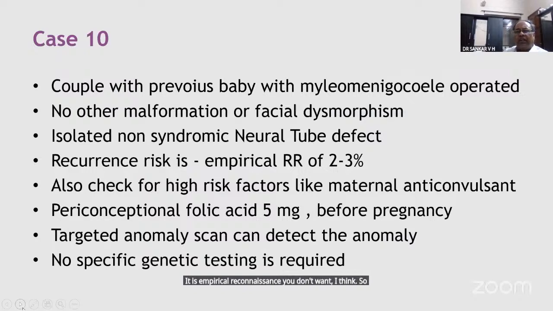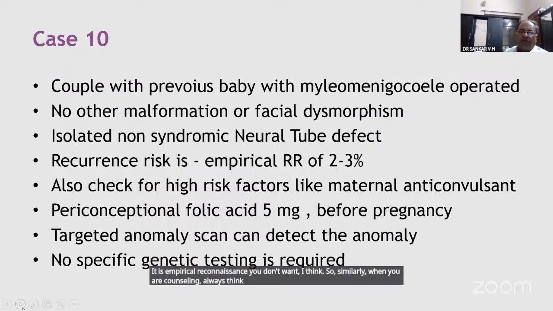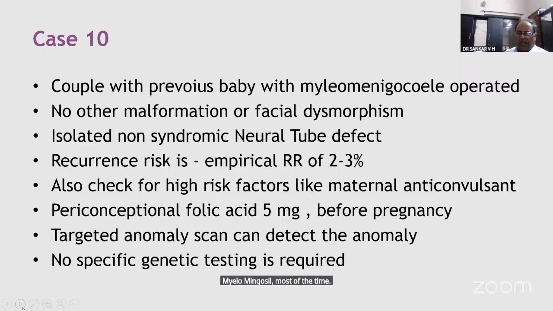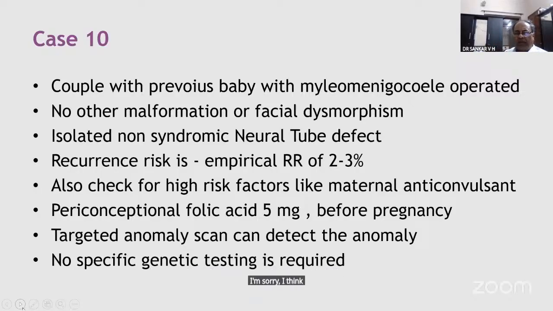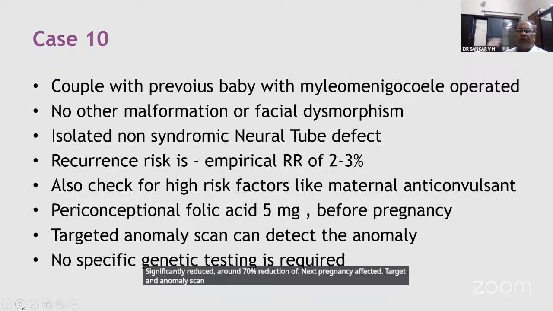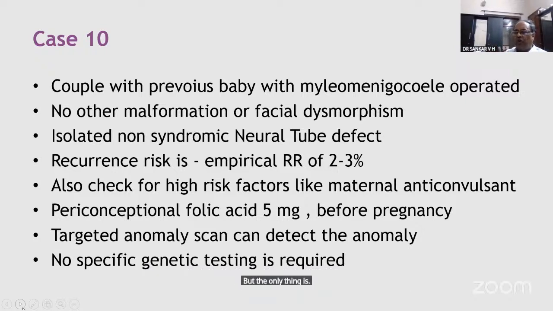Similarly, when you are counseling, always think about isolated malformations like myelomeningocele. Most of the time, myelomeningocele is an isolated malformation with a recurrence of only 2 to 3%. Also check for high risk factors like maternal anticoagulation, anticonvulsants, and diabetes. Periconceptional folic acid will significantly reduce the risk, around 70% reduction of the next pregnancy being affected. Targeted scans can detect the anomaly. No specific genetic testing is required. But syndromic NTD has to be ruled out, like Charcot-Lewin syndrome and Meckel-Gruber syndrome.